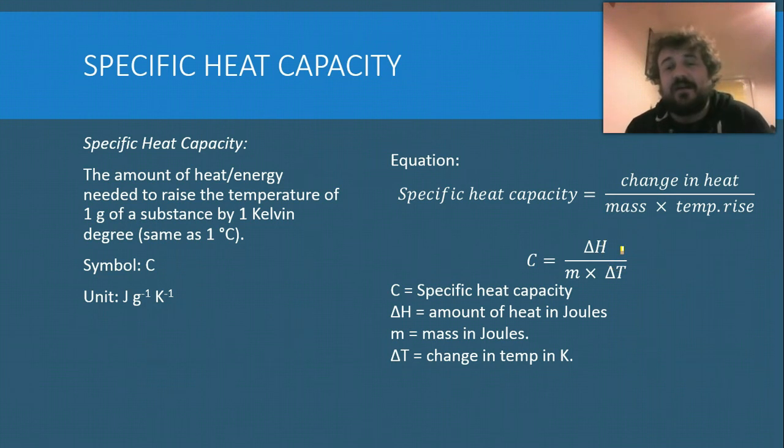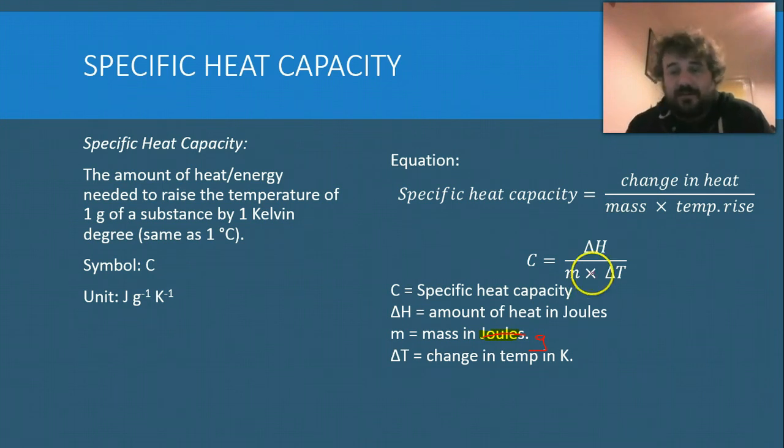The specific heat capacity of water is equal to the amount of heat in joules that you put into the water, divided by the mass in grams. That should say mass in grams, so we'll change that. So the mass in grams of water you have, so if you put 100 mils, that's 100 grams of water, and the change in temperature.